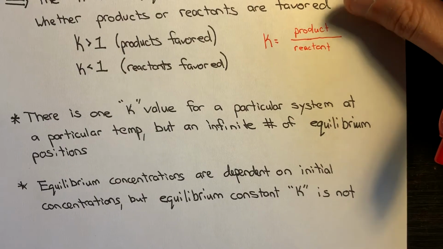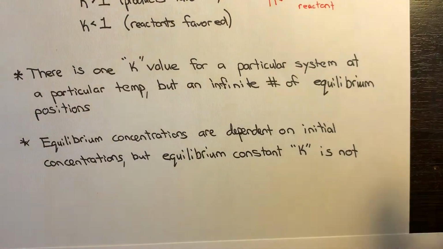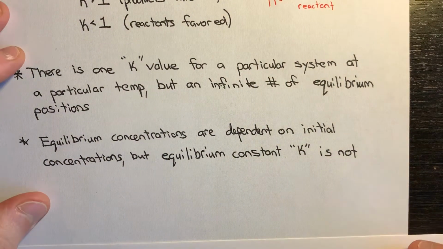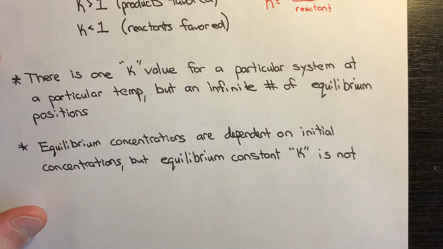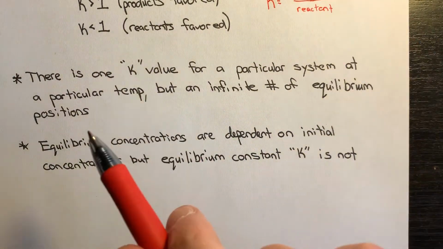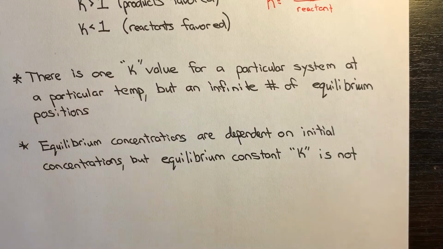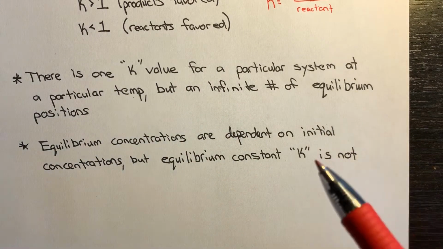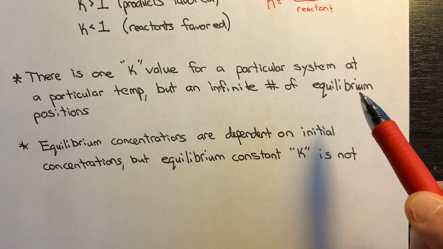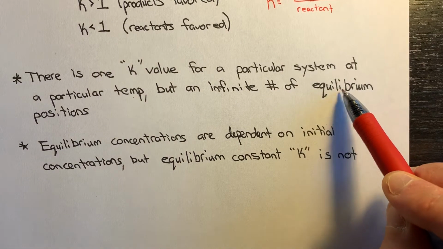When we talk about this K value, there is only one K value for a particular system, whether it's a reaction or process, at a particular temperature. So these K values are actually temperature dependent. That being said, there's an infinite number of equilibrium positions, and we're going to see this again via math here in a moment.